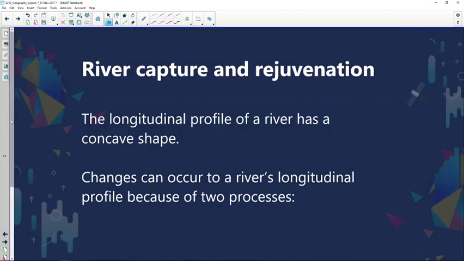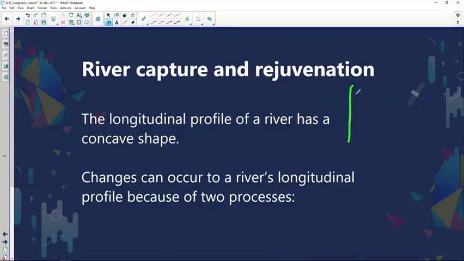Now, our next two topics that we're going to discuss are river capture and rejuvenation. Like I've mentioned to you before, if you look at the longitudinal profile, what is a longitudinal profile? It's a side profile of a river. It's this, from the source to the mouth. As you can see, beautifully concave in shape. Matrix, don't get confused between concave and convex. This is concave and this is convex.